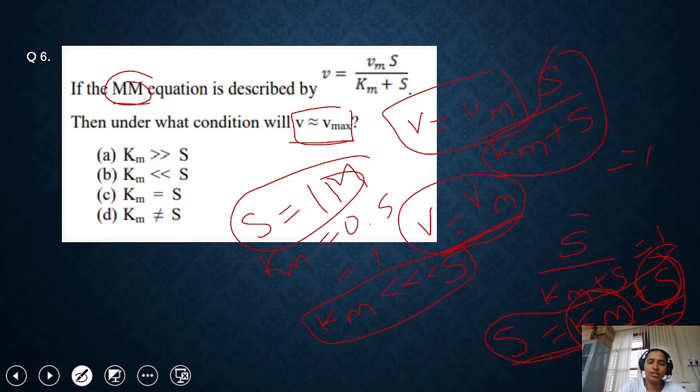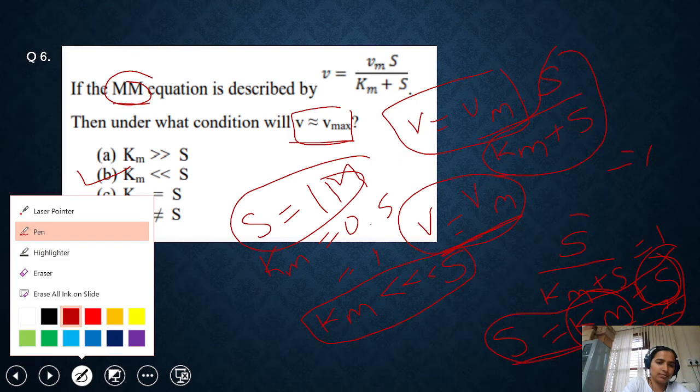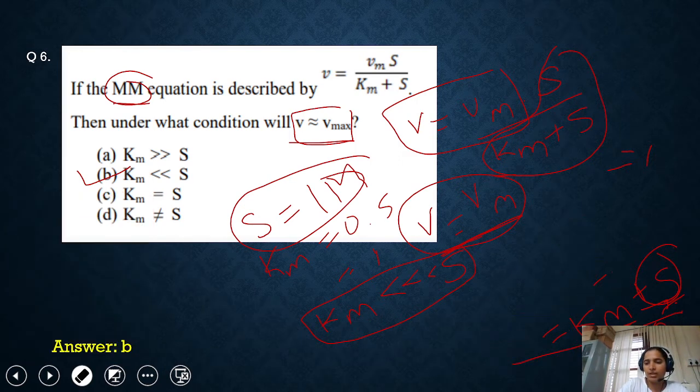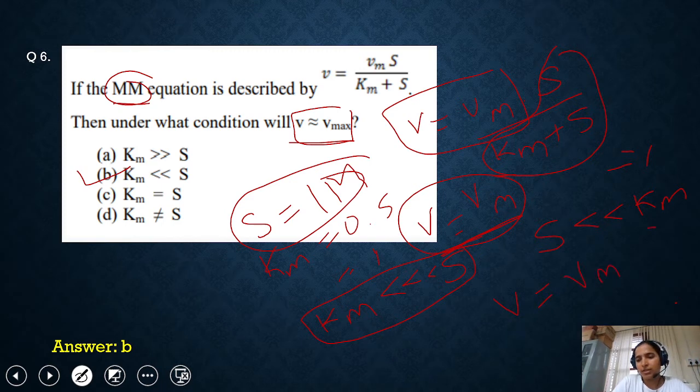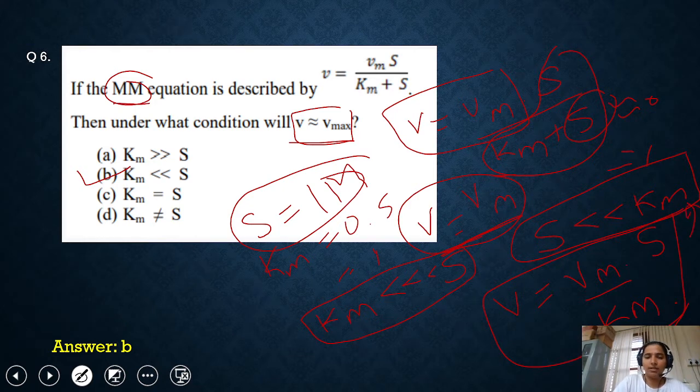So the answer to this question is that Km is very much less than S, that is B. Similarly, you should also know about another condition: what will happen when S is very much less than Km? Then this equation will become V equal to V max into S upon Km, because S becomes negligible in the denominator. So this will be the final equation when the reverse condition occurs. But in this question they are asking about V equal to V max. So for this, Km should be very much less than S. Okay, it's clear.